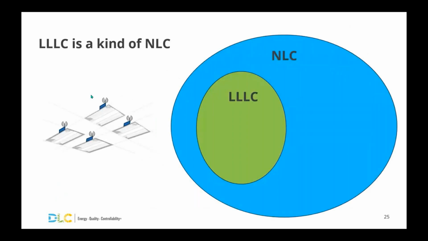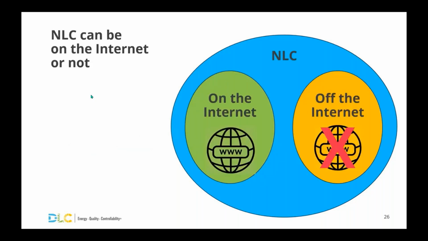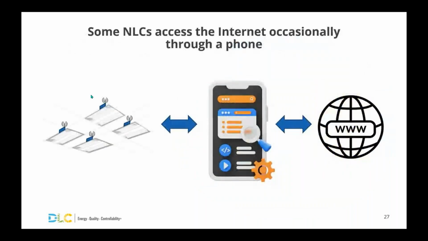I'm treating LLLC as one kind of network lighting control, or a subset. Some network lighting control systems are connected to the internet, while some are not. Others have an occasional internet connection over the operator's mobile device.